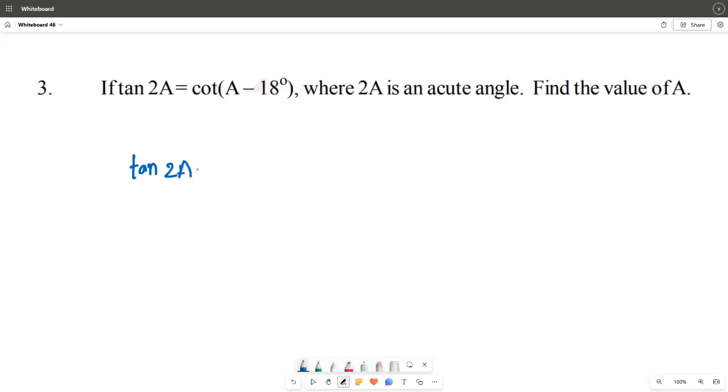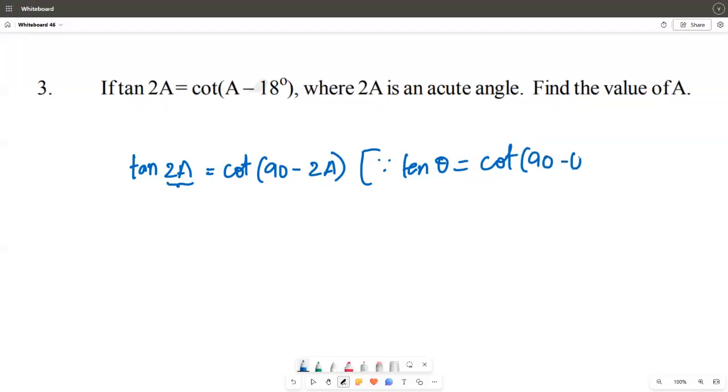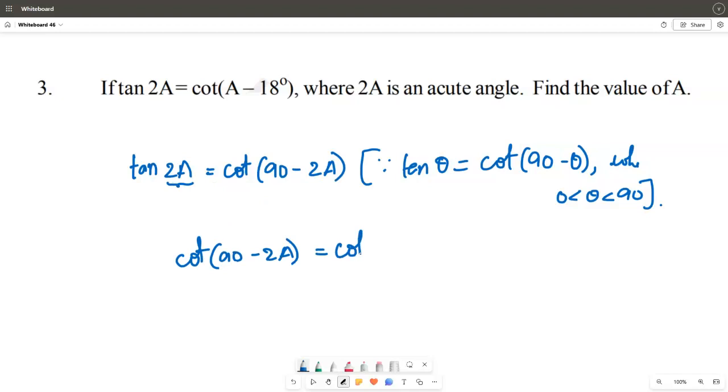Tan 2A. Since 2A is an acute angle, I can write tan 2A is equal to cot (90 minus 2A), since tan theta is equal to cot (90 minus theta), where theta lies between 0 and 90, which is the acute angle. So I can write tan 2A is equal to cot (90 minus 2A). This cot (90 minus 2A) is equal to cot (A minus 18), which is given in the question.